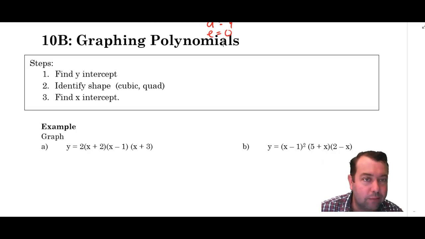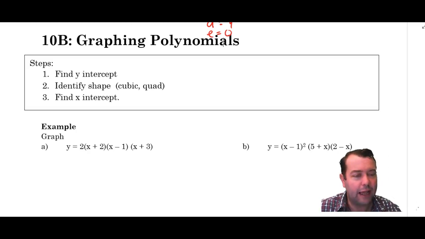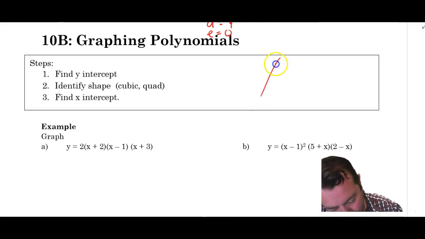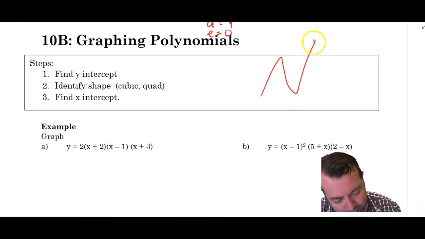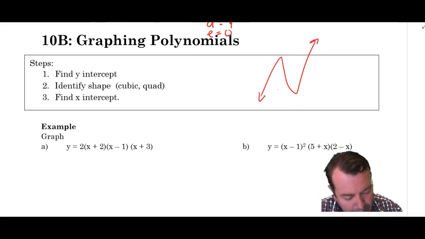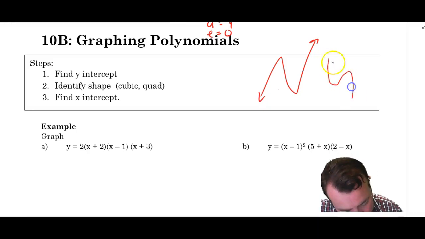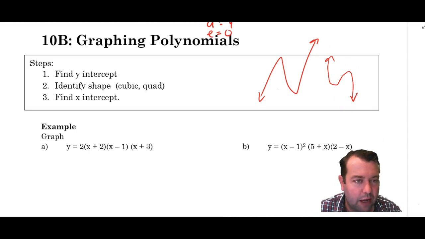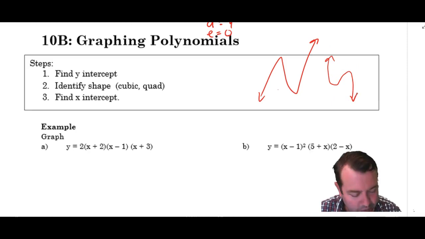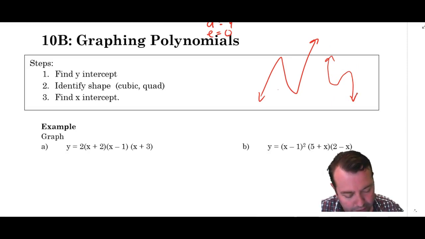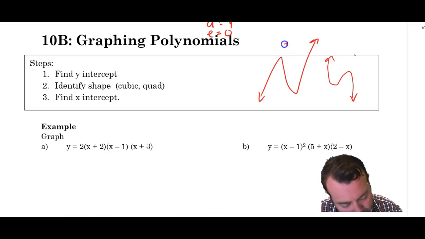A quadratic is like a U shape, and it can be concave up if it's positive or concave down if it's a negative leading term. A cubic is going to look like this, if it's positive, up, down, up. Or if it has a negative leading term, it's going to look like this. There are some slight exceptions to this, but for the time being, that's positive and negative.